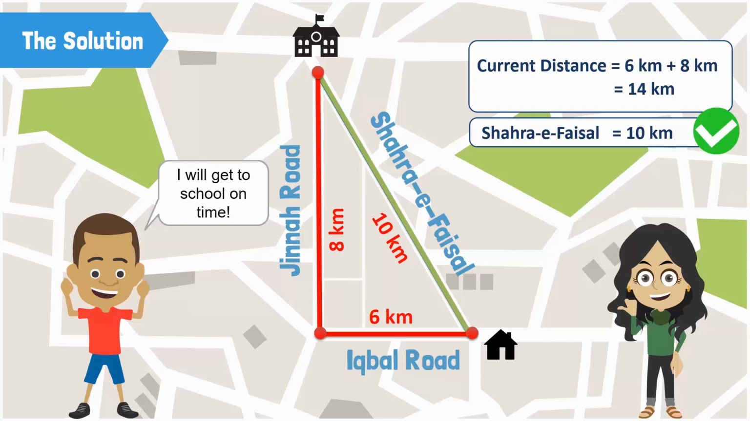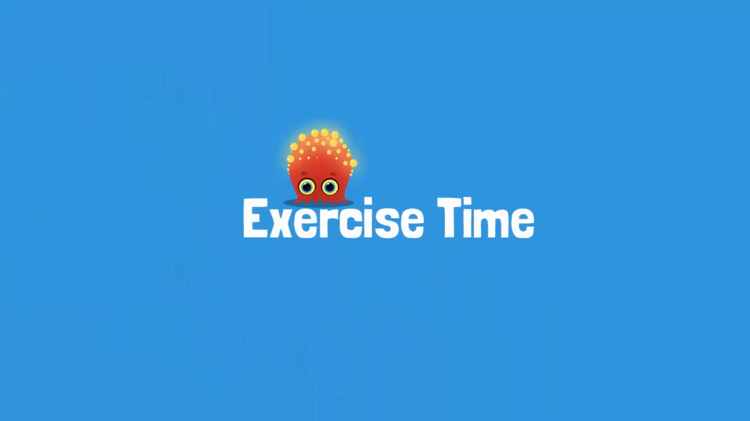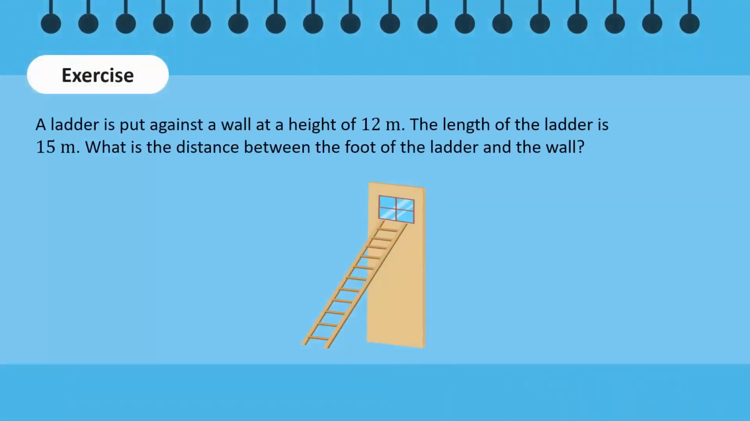Let's get some more practice applying the Pythagoras Theorem. Time for an exercise. A ladder is put against a wall at a height of 12 meters. The length of the ladder is 15 meters. Can you find the distance between the foot of the ladder and the wall?